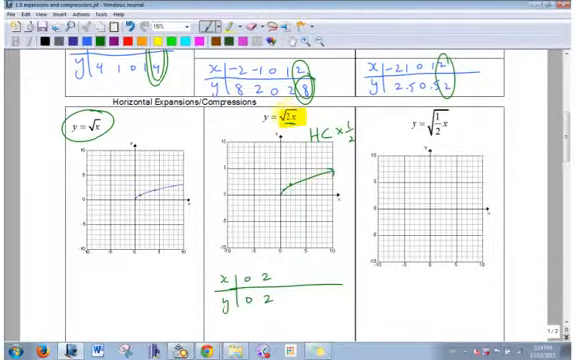I'd like to do the square root of 9. What value of x is going to make this 9? 4.5. And y will be 3. 1, 2, 3, 4.5. 1, 2. That point should be right there. Okay?